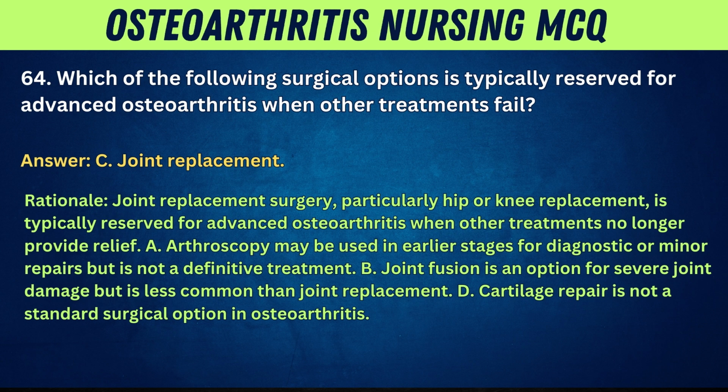Rationale: Joint replacement surgery, particularly hip or knee replacement, is typically reserved for advanced osteoarthritis when other treatments no longer provide relief. A. Arthroscopy may be used in earlier stages for diagnostic or minor repairs, but is not a definitive treatment. B. Joint fusion is an option for severe joint damage, but is less common than joint replacement. D. Cartilage repair is not a standard surgical option in osteoarthritis.